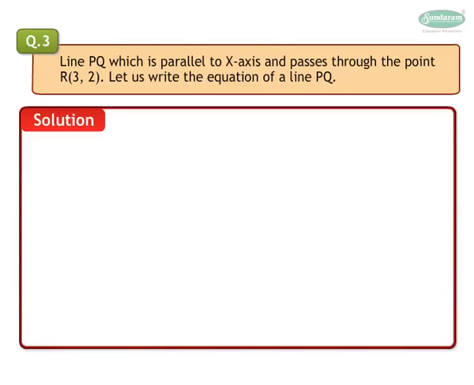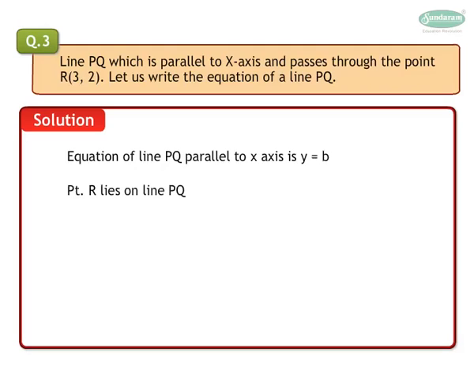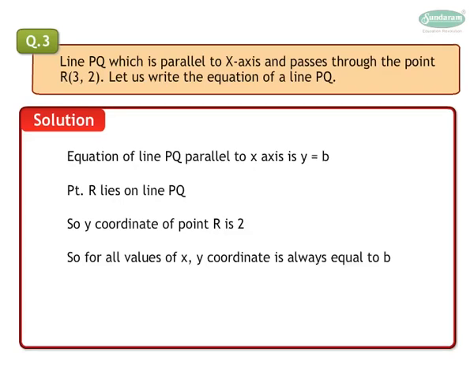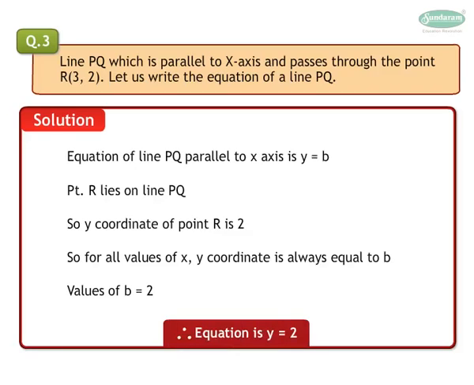Solution. Now students, since this line PQ is parallel to x-axis, its equation will be y is equal to b. Point R is on the line PQ and the y coordinate of R is 2. So for all values of x, the y coordinate is always equal to b. The value of b here is 2. Hence, the equation is y is equal to 2.